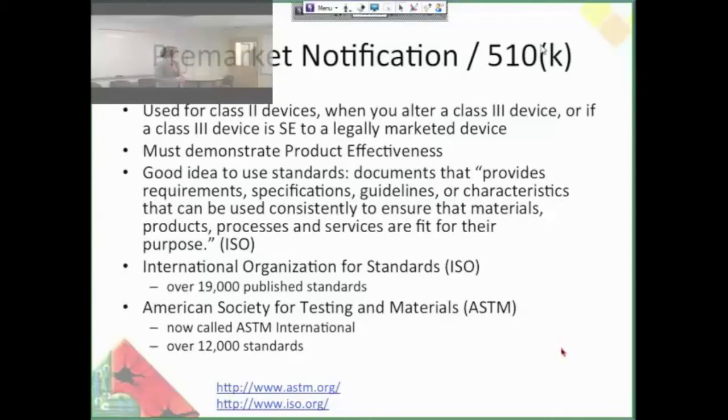It's always a good idea to use standards, like from the American Society for Testing of Materials, now called ASTM International, or the International Organization for Standards, or ISO. They publish documents that provide requirements, specs, guidelines, or other characteristics that you can consistently use to compare your product to others on the market, or just to do a good job testing the material. ISO has over 19,000 published standards for testing of materials, and ASTM has over 12,000. So you can pretty much find a standard for any test that you want to do, and you should, and the FDA wants you to do that so that the approval can go more smoothly.